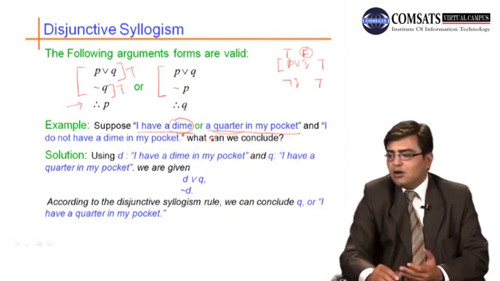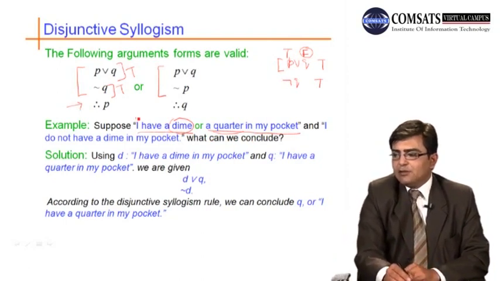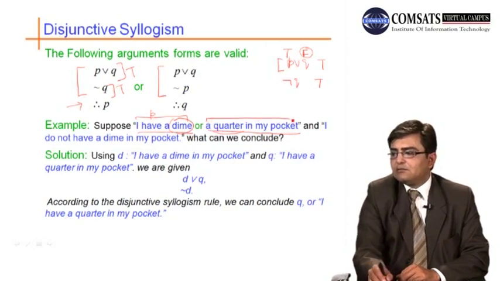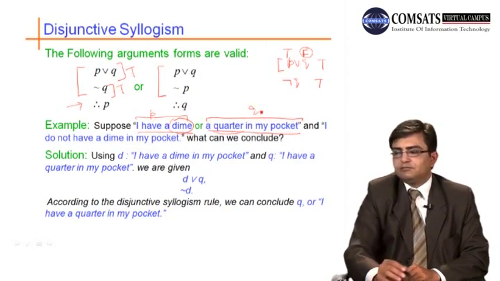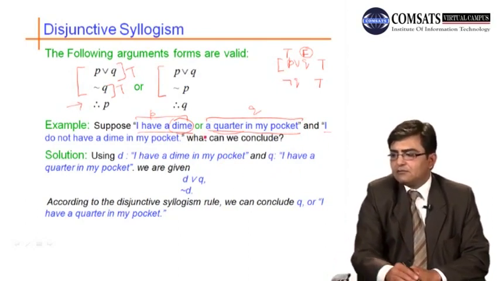I have a dime or a quarter in my pocket. So there is an or between these two statements. We can suppose this to be P and this to be Q, and this is basically the first premise. Now the second premise is I do not have a dime in my pocket.